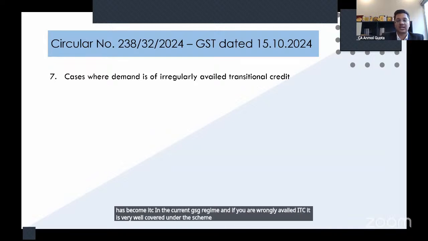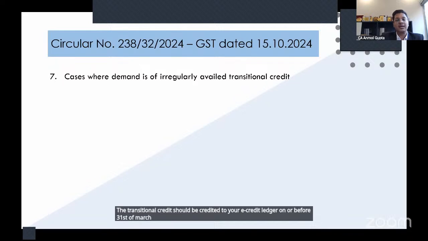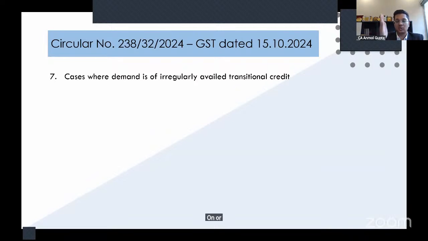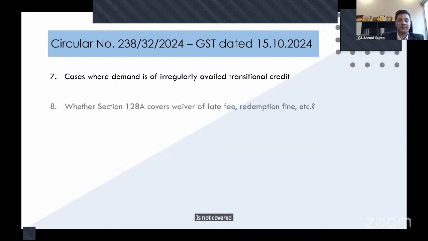But the only condition is that the transitional credit should be credited to your e-credit ledger on or before 31st of March 2020. The reason being that only the first 3 years are covered under the scheme: 2017-18, 2018-19, and 2019-20. So in case you have a transitional credit which is credited in your e-credit ledger on or before 31st March 2020, in those cases only you will be eligible to avail the benefit under the scheme. If it has been credited after such date, that transitional credit demand is not covered under section 128A.